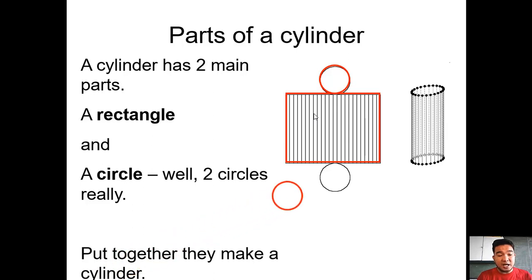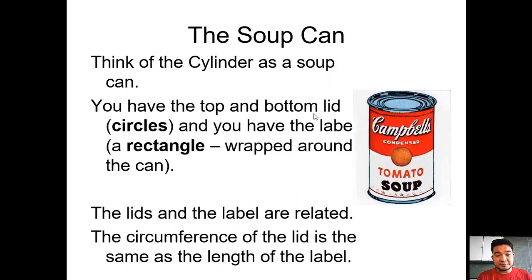Put them together and they will make a cylinder. An example of a cylinder is the soup can or the sardine cans we have at home. Those containers are samples of cylinders. You have the top and bottom lid, the ones on top and at the bottom, and you have the label rectangle wrapped around the can. That's the side.